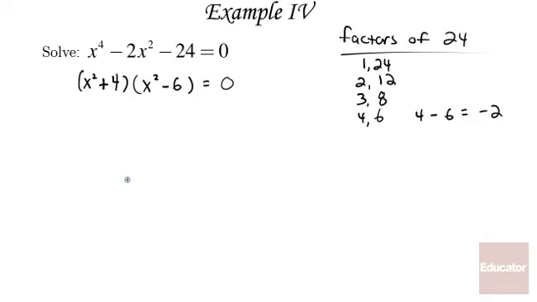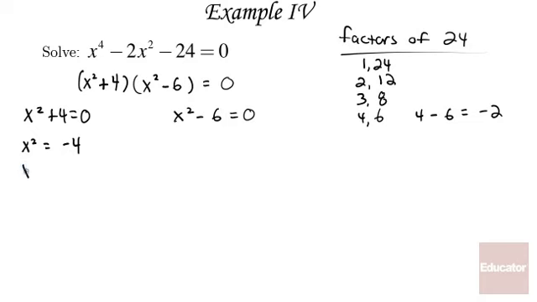Okay, so I've actually factored this as far out as I can. The x squared plus 4 doesn't factor any farther, nor does this. So I'm just going to go ahead and use the zero product property to solve. And the zero product property tells me that x squared plus 4 equals 0, or x squared minus 6 equals 0. Because if either of these terms is 0, the product of the two will be 0, and the equation will be solved. So here I'm going to get x squared equals negative 4.